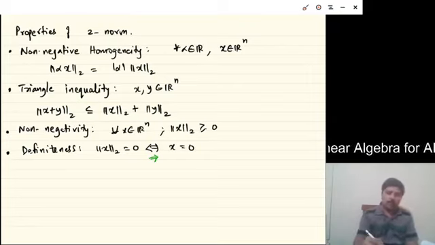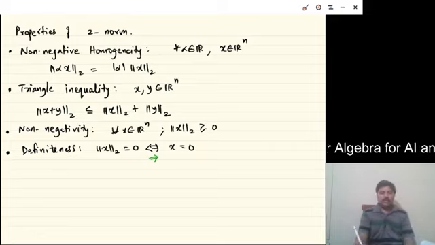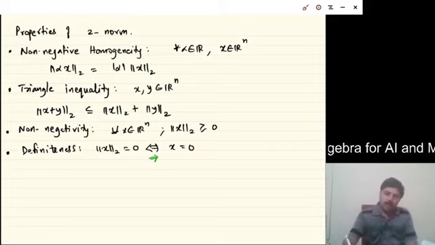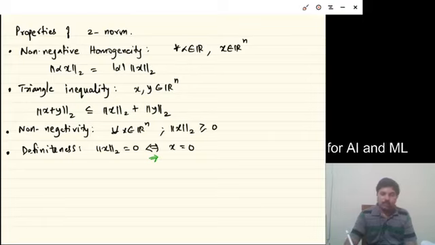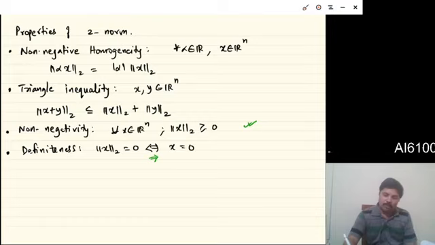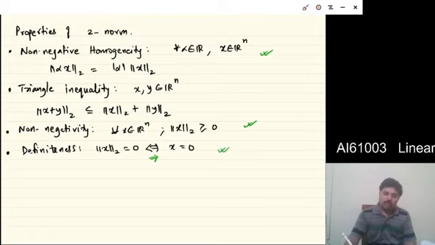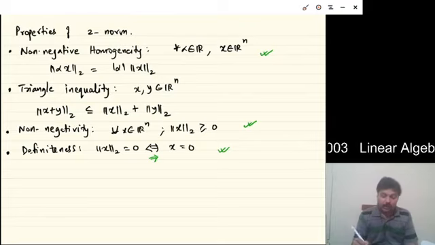So that's the definiteness property that we are looking at. These are the 4 properties that this norm satisfies, out of which you can very easily verify that the non-negativity property is true because we are always going to take positive square roots. So this property is not a problem. Once you have this non-negativity property, non-negative homogeneity makes sense, and definiteness is also fine. The important property that we want to look at is the triangle inequality.